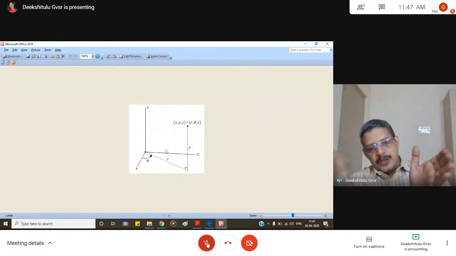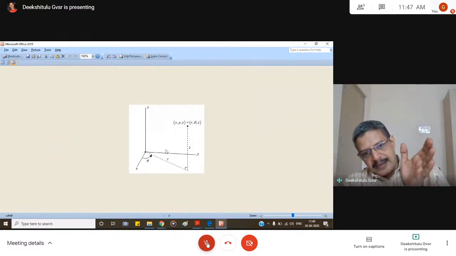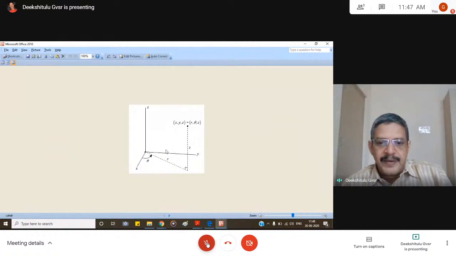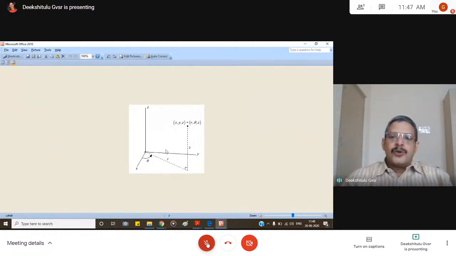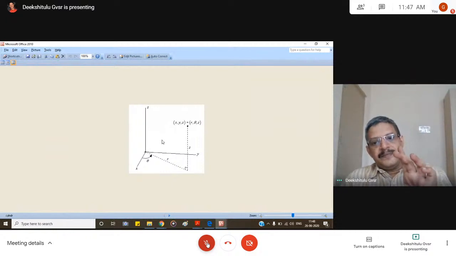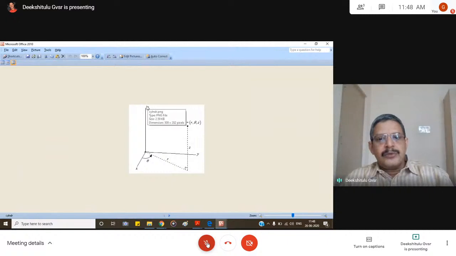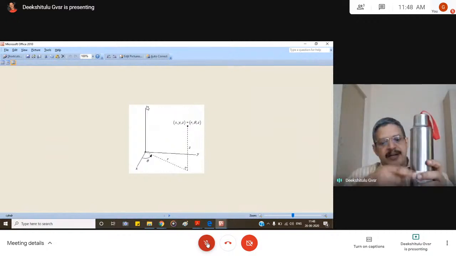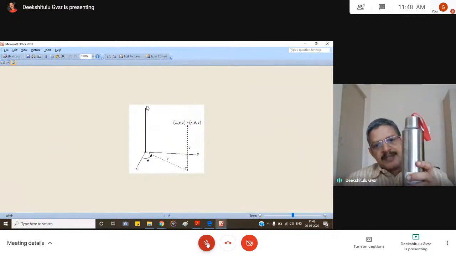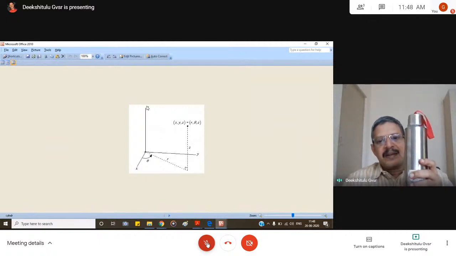If you cut the cylinder at any point, again you will have a circle. So z is nothing but the height of the cylinder. Let us say this is a cylinder, this is the height, z. If we make this z equal to 0, what happens? In the xy plane, you have a circle.